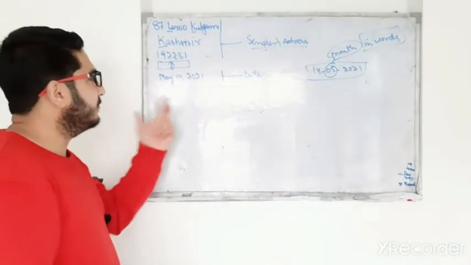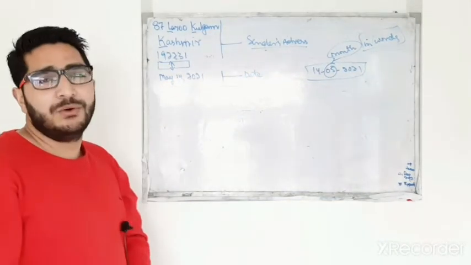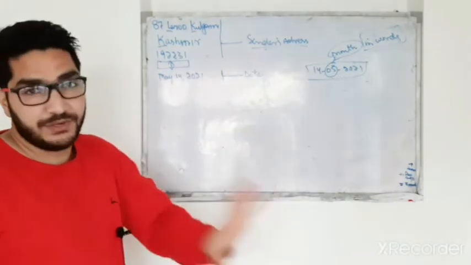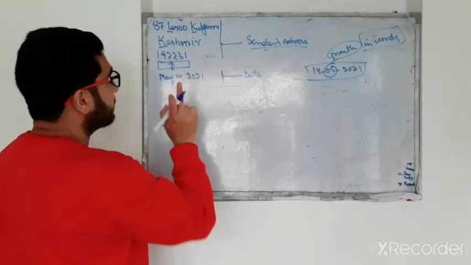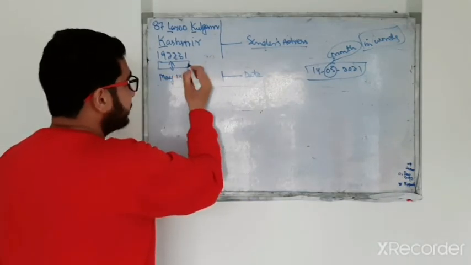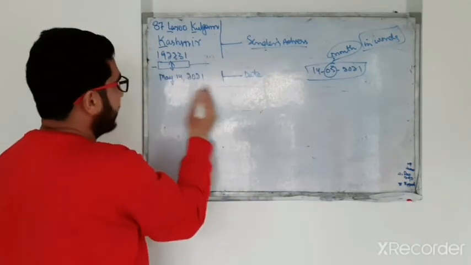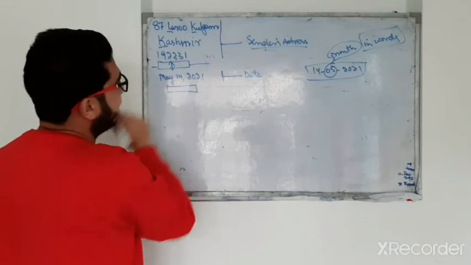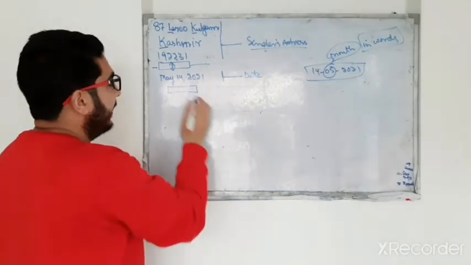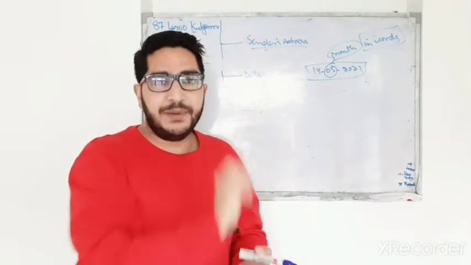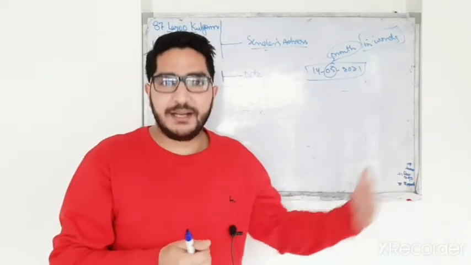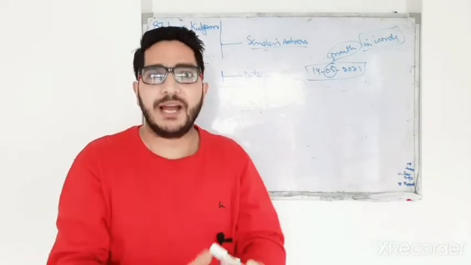Otherwise, I should have written 14/05/2021. But this is the correct way of writing a date. So first the sender's address, then a space, then the date, and then again a space, and then we have to write the recipient. Recipient is receiver, to whom we are writing the letter.